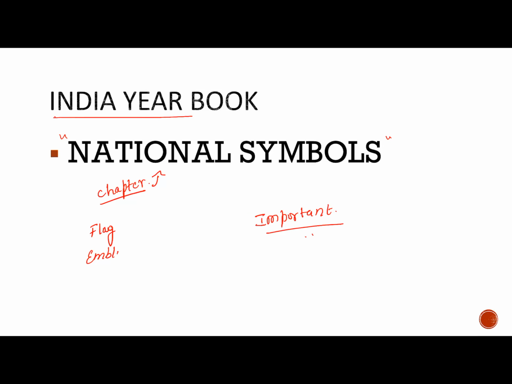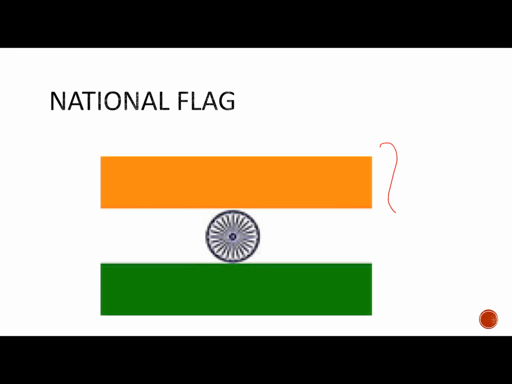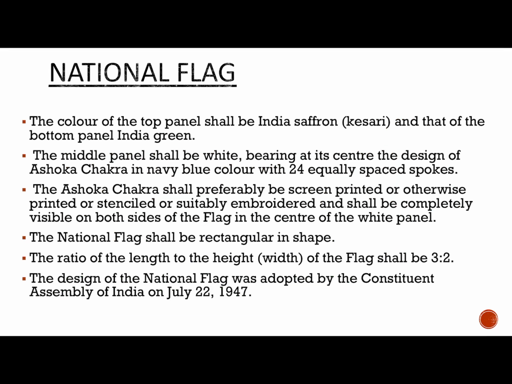So let's concentrate upon the national symbols, which are the different types of national symbols, like national flag, national emblem, national anthem, national song, etc. In this particular video, I'll be explaining the national flag and national emblem. The rest of the national symbols will be discussed in my coming videos. So let's start with the national flag and learn the facts regarding it.